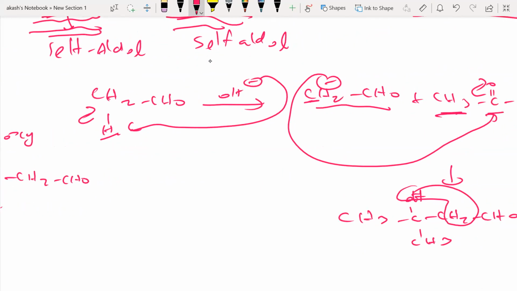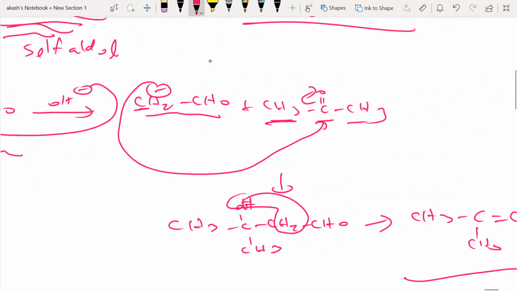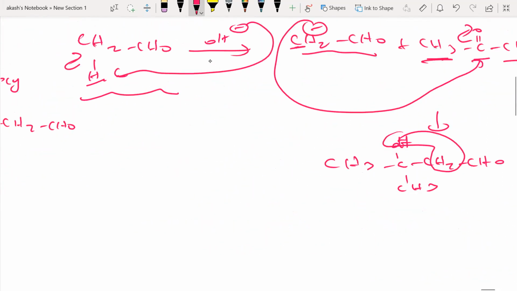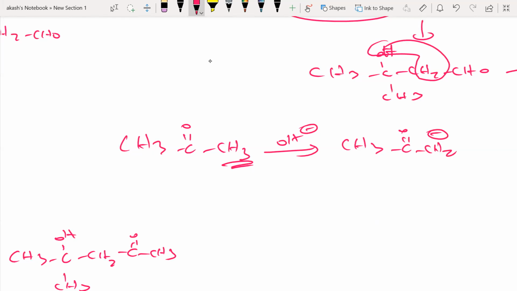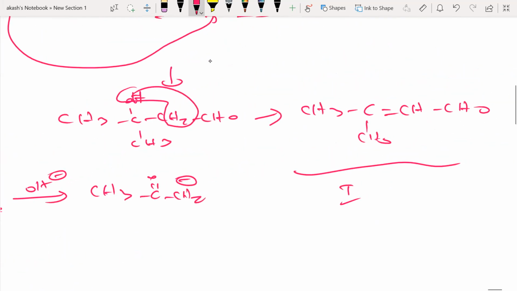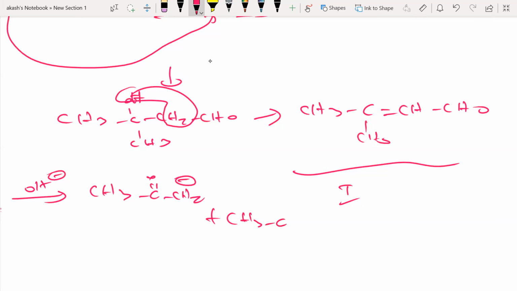Now instead of taking alpha hydrogen from the ethanal, we can take the alpha hydrogen from the acetone, right? So like this we can do CH3, C double bond O, CH3. And now if I put OH minus, say I'll remove hydrogen from this. So we will form CH3, C double bond O, CH2 minus, and that is going to attack your next aldehyde, in this case, CH3CHO.